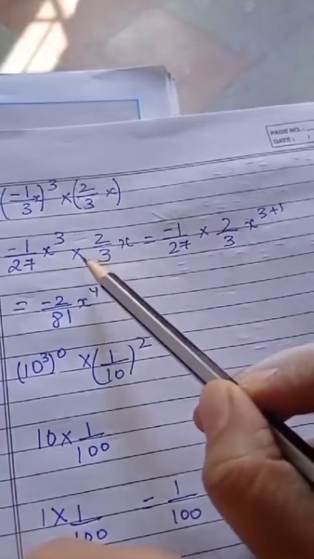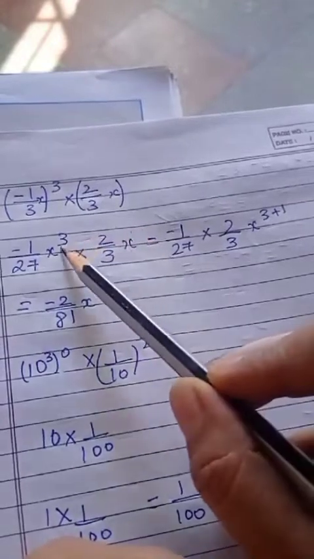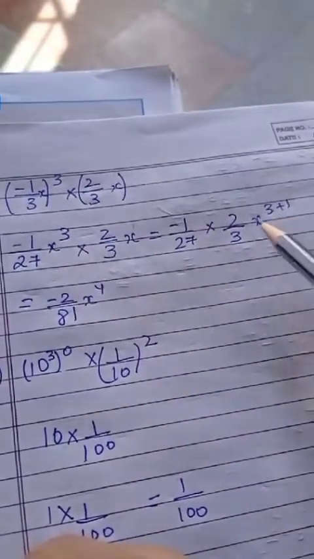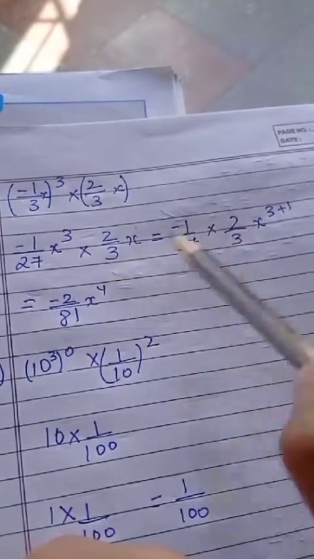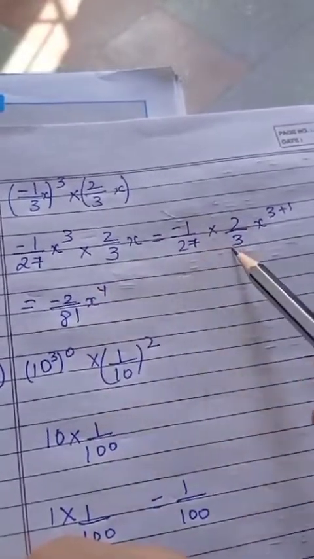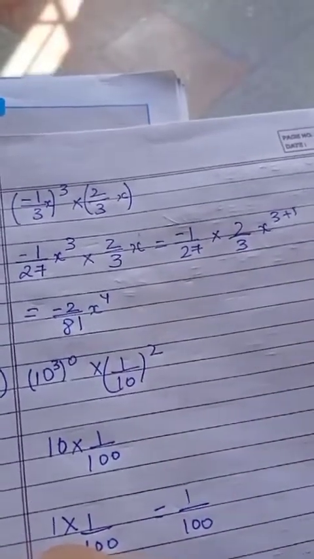And x bases are same. They multiply, so their powers will be added. Here no power means 1 it is. Clear? So 3 plus 1 will become 4. Nothing can be cancelled. So your answer is minus 1 twos are 2 only and 27 threes are 81. Answer is minus 2 by 81 x raised to the power 4.